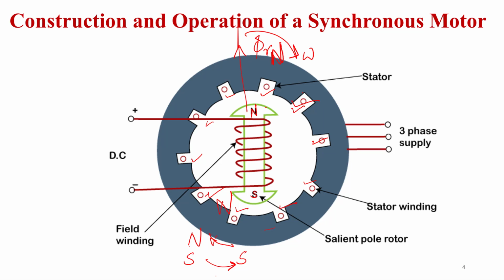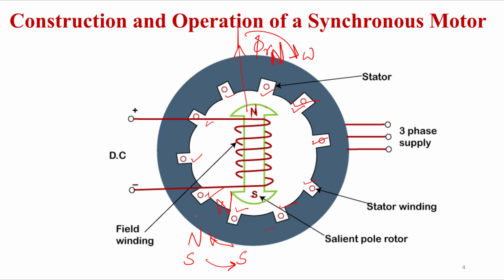One way, as I told in the beginning, is that we have to give a starting torque such that it will go near the synchronous speed. As it goes near the synchronous speed, then it will lock. The rotor and stator fields will lock to each other and it will start rotating at the synchronous speed. Up to the locking point we have to take the rotor speed. And this is one way.